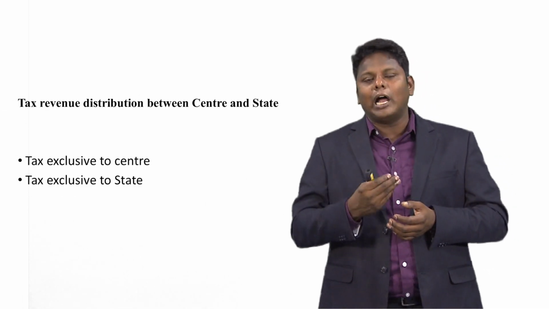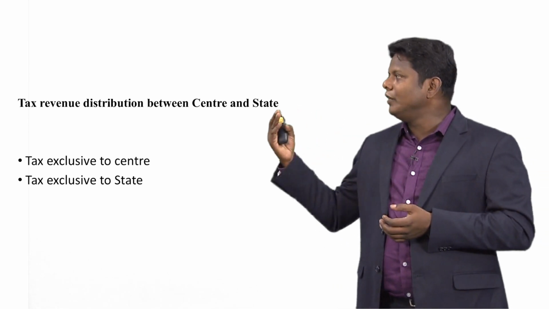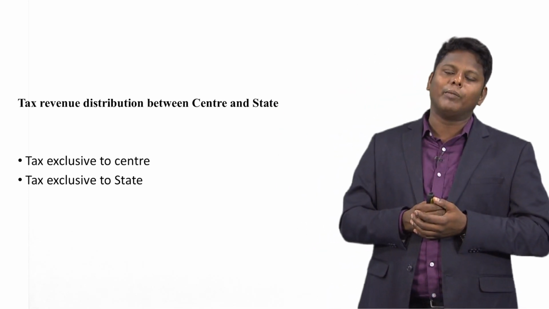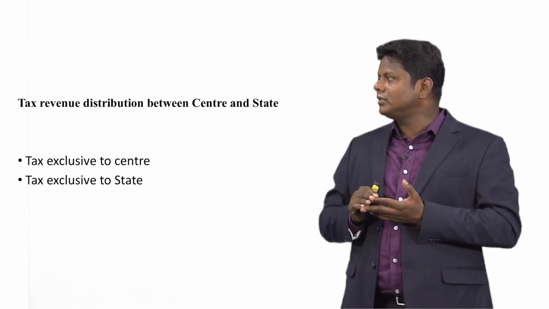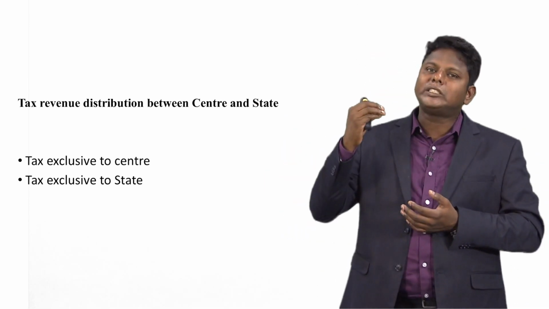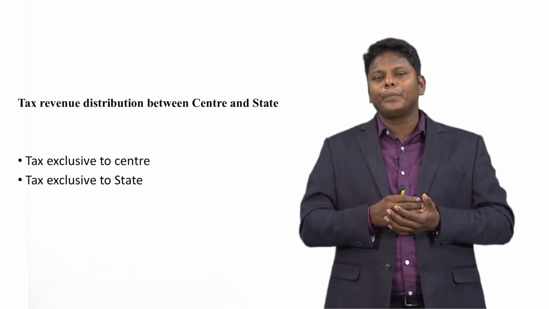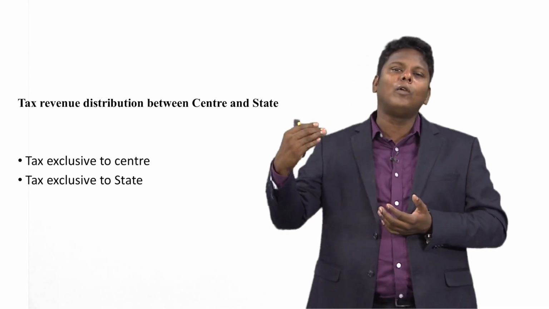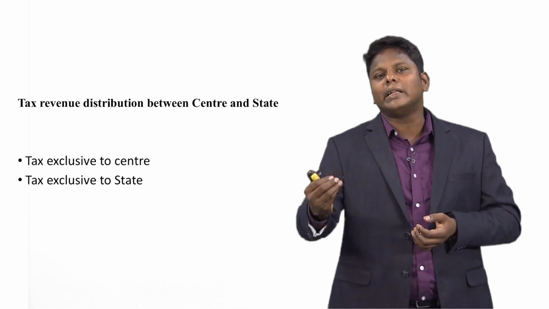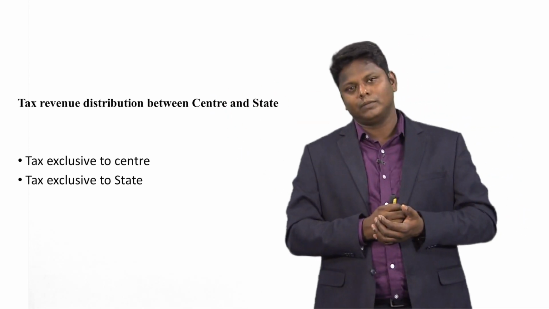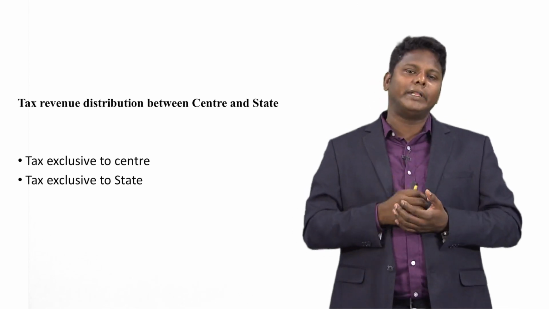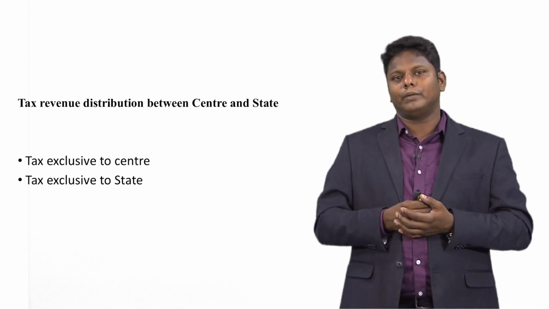Now we will discuss the tax revenue distribution between center and state. What are the tax revenues available at the center and state? First one is tax exclusive to center. This tax is exclusive to the center. Center can levy the tax. There is no role for any state government in India to levy taxes on certain items. For example, customs. Who has the power to levy taxes for customs? Only the center level. There is no role at the state level.